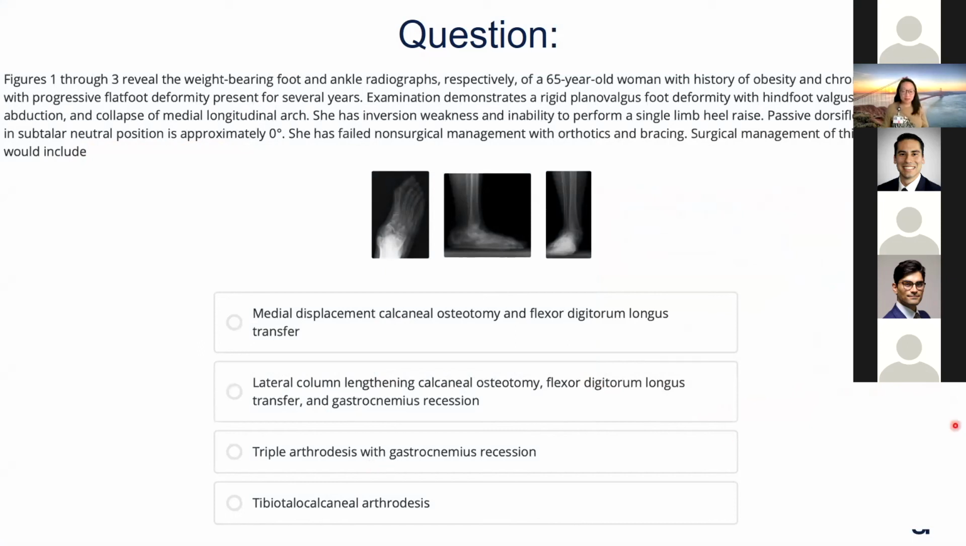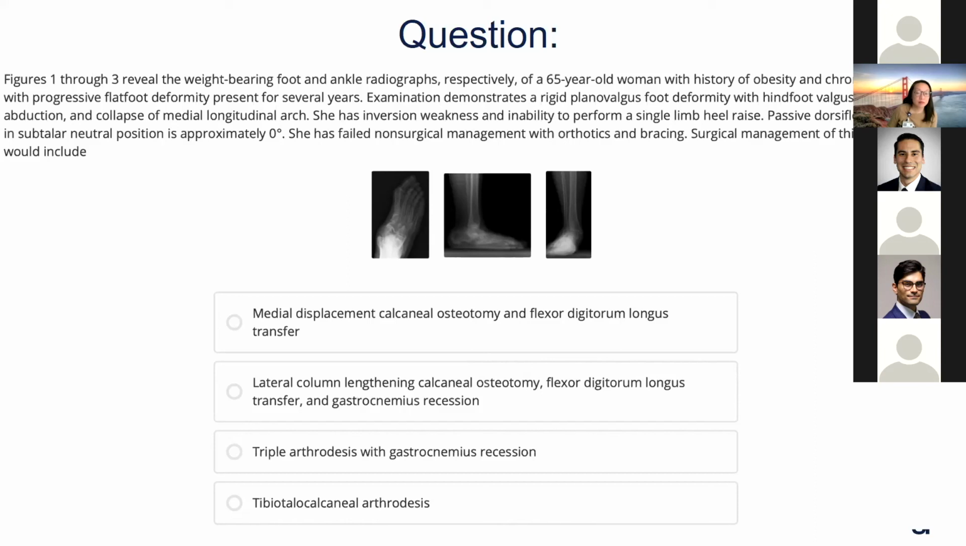Sure. Figures 1 through 3 reveal weight-bearing foot and ankle radiographs, respectively. A 65-year-old woman with history of obesity and chronic right foot pain with progressive flat foot deformity present for several years. Examination demonstrates a rigid planovalgus foot deformity with hindfoot valgus, forefoot abduction, and collapse of the medial longitudinal arch. She shows inversion weakness and inability to perform a single limb heel raise. Passive dorsiflexion of the ankle in subtalar neutral position is approximately 0. She has failed non-surgical management with orthotics and bracing.